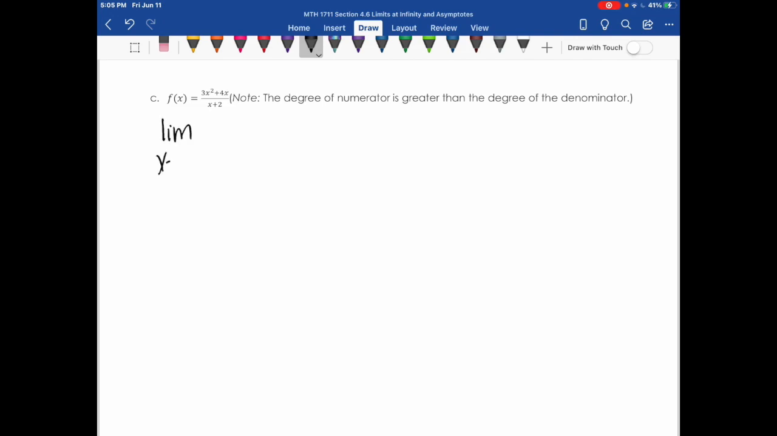So I'm going to take the limit as x approaches positive or negative infinity of 3x squared plus 4x all over x plus 2. Now, if you notice, here's all my x's, and my largest exponent for x is 2. So I'm going to try to divide everything by x squared. So when I take 3x squared and divide it by x squared, I'm left with 3.